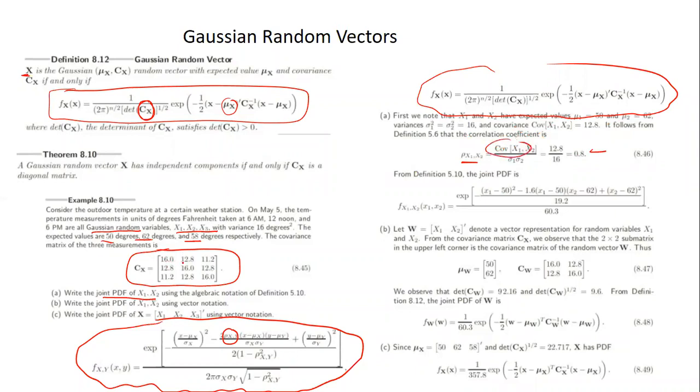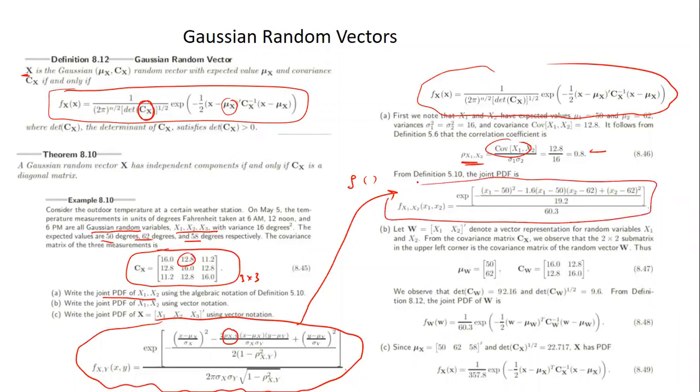Remember that the covariance matrix here is 3 by 3, and each element shows the covariance between the random variables x1, x2, and x3. So we can find the correlation directly from this matrix. And using this formula, we insert the correlation into here and find it. This is the explicit form of the joint PDF.